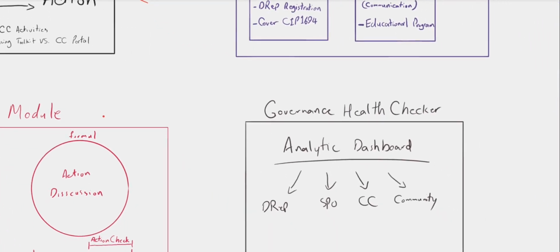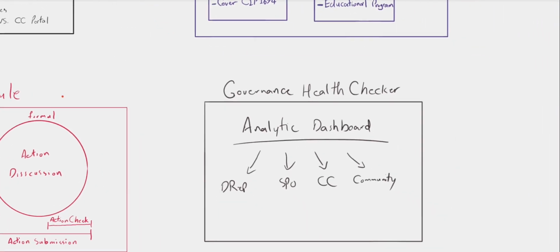And the last module here is the governance health check, which is basically an analytics dashboard that DReps, SPOs, CCs, and all the other community members can use. It shows analytic data in specified periods, like how many votings have been held, how many people participated in those votings, how many proposals have been made, how many gatherings are being formed, and all this useful data to show how active the governance of Cardano actually is.